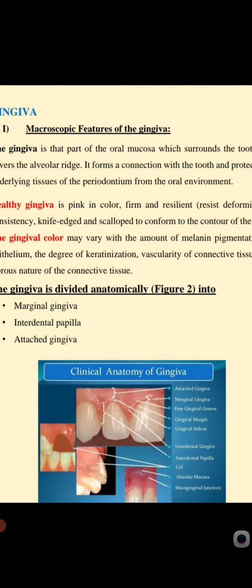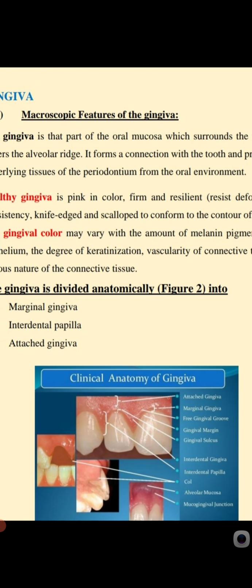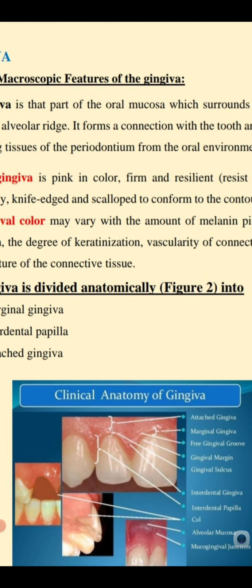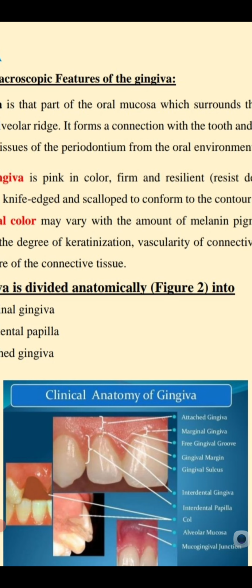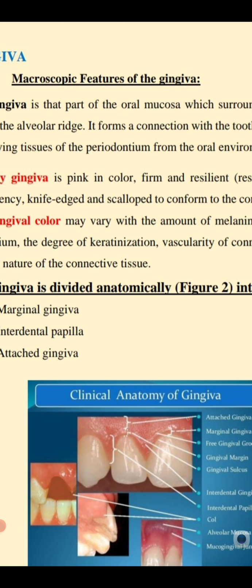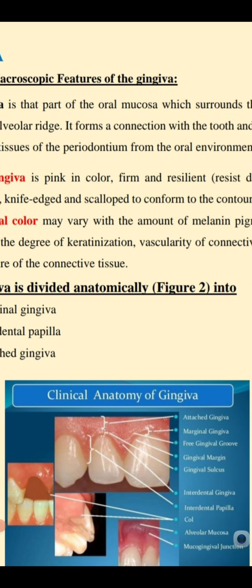Marginal gingiva, look at this, this is the marginal gingiva, and remember, marginal gingiva is smooth. Next is the attached gingiva. Attached gingiva is that part of gingiva which is firmly attached to the underlying alveolar bone. It is not free. Marginal gingiva is free. We can elevate the marginal gingiva from the tooth with the help of a probe. But attached gingiva is firmly attached to the underlying alveolar bone, and it is not smooth.